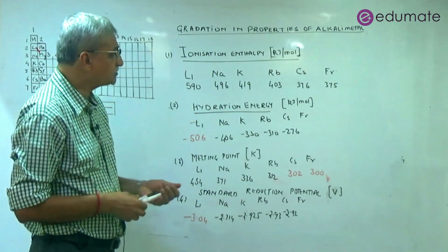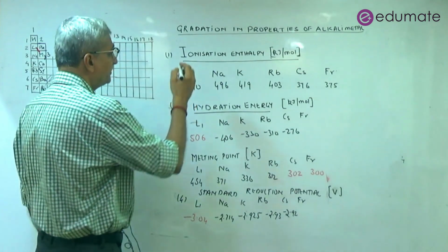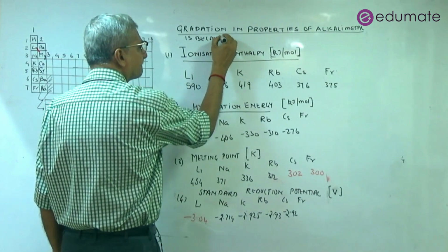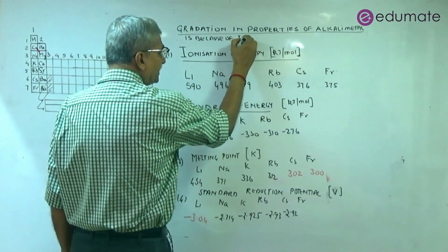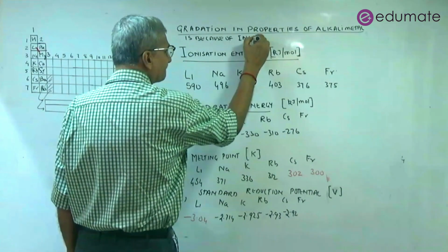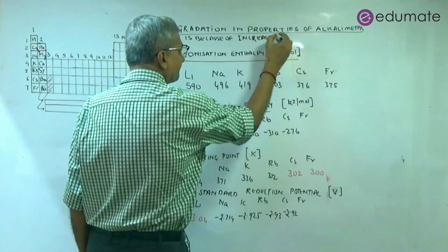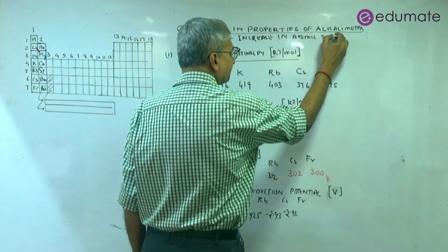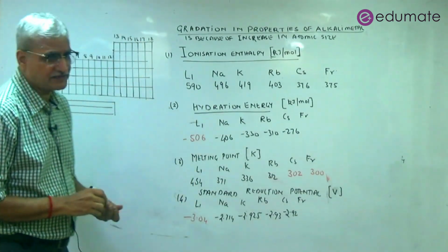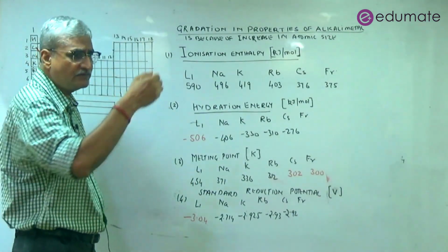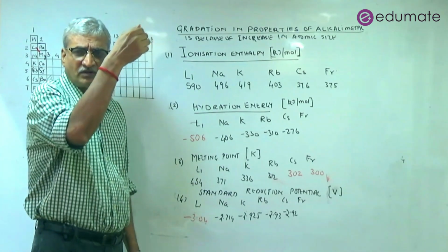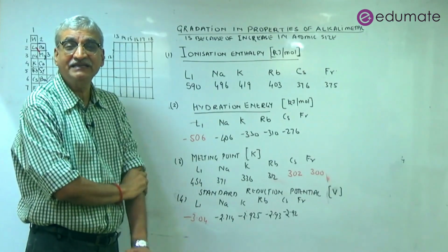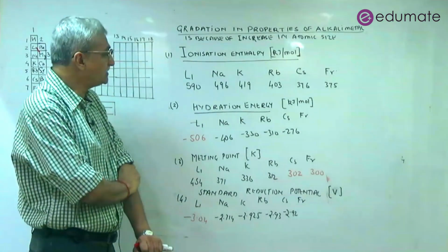Gradation in property is associated with what? Change in atomic size. So gradation is because of the increase in atomic size from lithium to francium. And increase in atomic size is because of increase in atomic number. So the number of electrons increases, so the number of shells increases to accommodate the increased electrons. So let us look at it one by one.